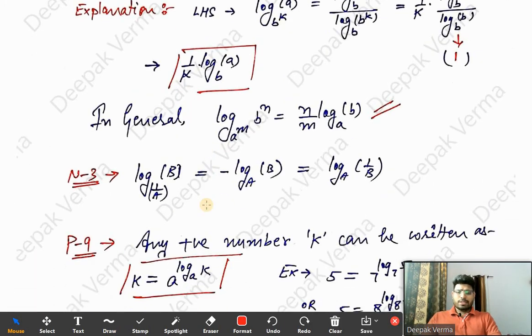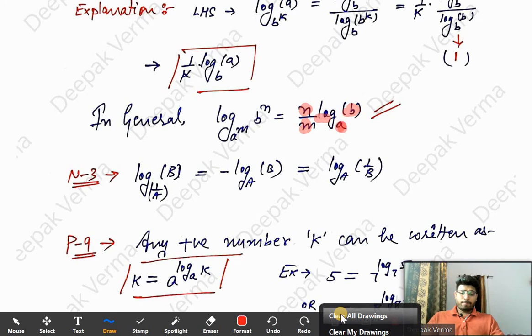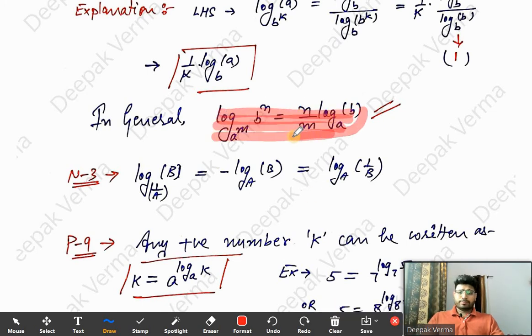Now in general we can say, if we have log b to the power n with base a to the power m, this will be written as n by m log b to the base a. Is it clear? So memorize this property. This is very important. These are all sub parts which have come from the base changing theorem.